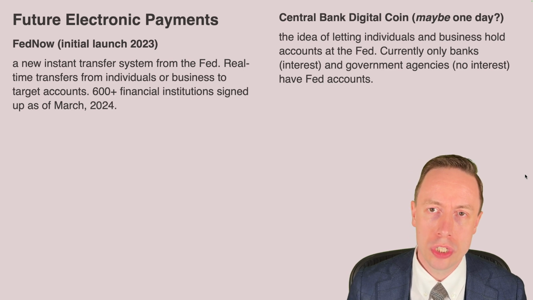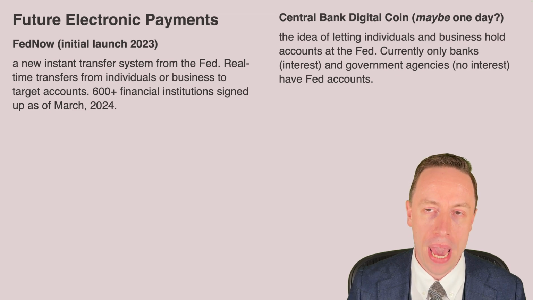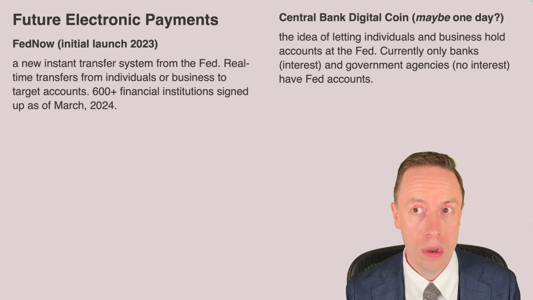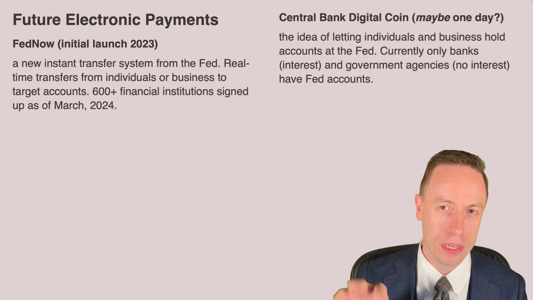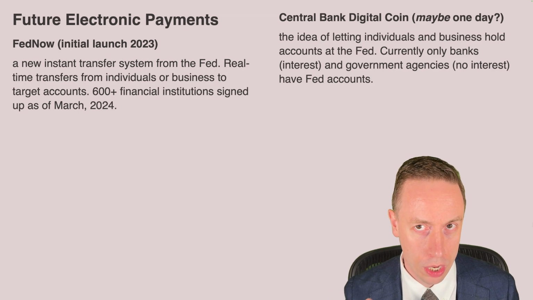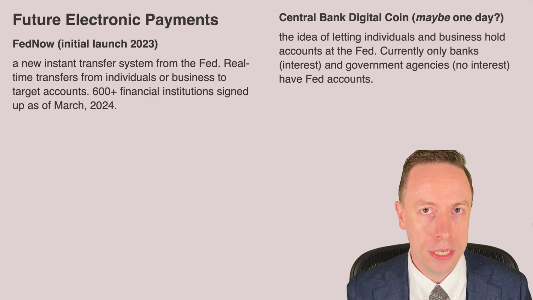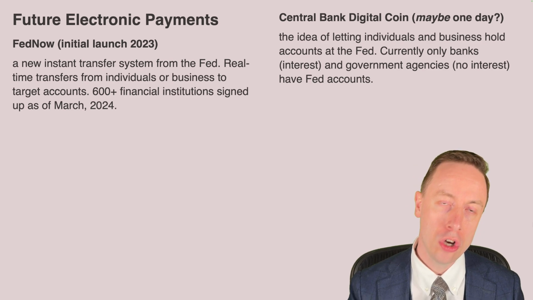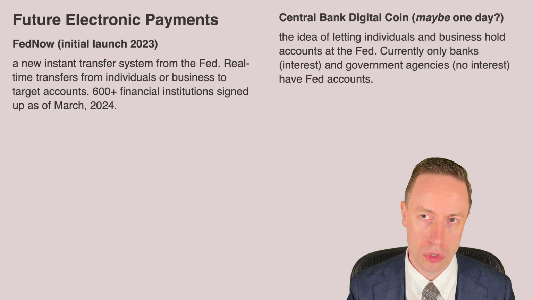Right now, certain entities can have accounts with the Fed. Banks have their reserve accounts with the Fed, and they actually get paid interest on those as well. And then government agencies can also have accounts with the Fed, but they don't get interest on those, right? That's why we've got those overnight reverse repurchase agreements, to do a little callback to that. A central bank digital coin is the idea: what if individuals and businesses like you and me could also have accounts directly at the Federal Reserve?